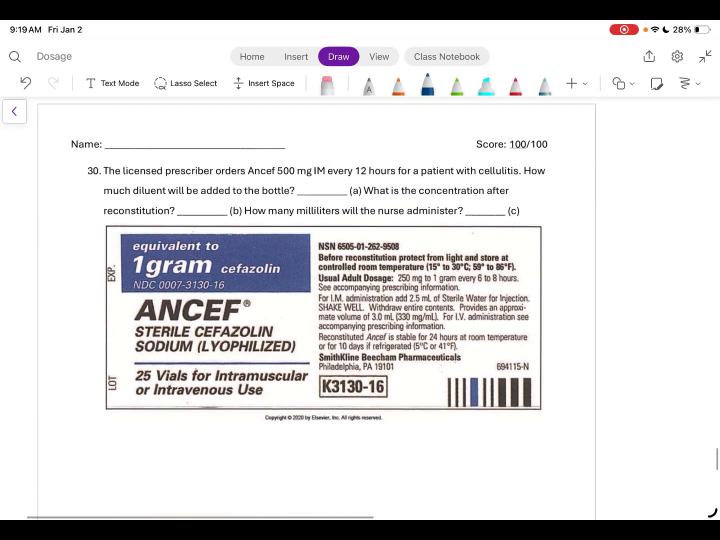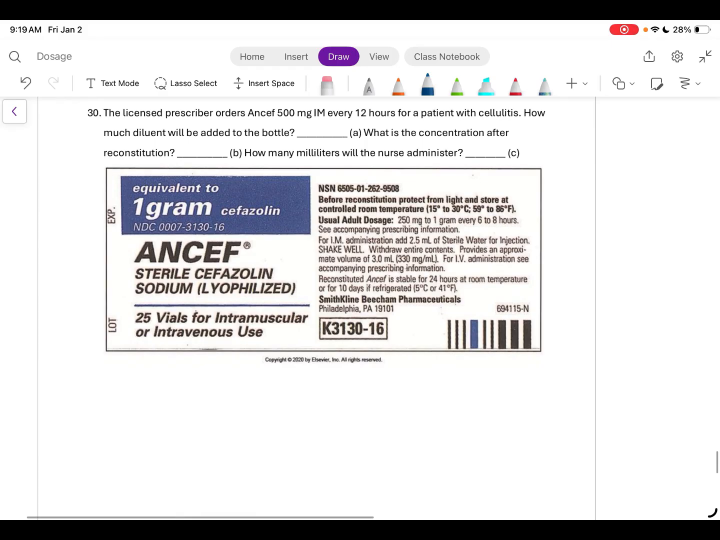All right, and last but not least, number 30. Right. Licensed prescriber orders ANSA 500 milligrams. How much diluent will be added to the bottle? Right. So for IM administration right here, add 2.5 milliliters of sterile water. Right. So A is 2.5 milliliters. Right. B.